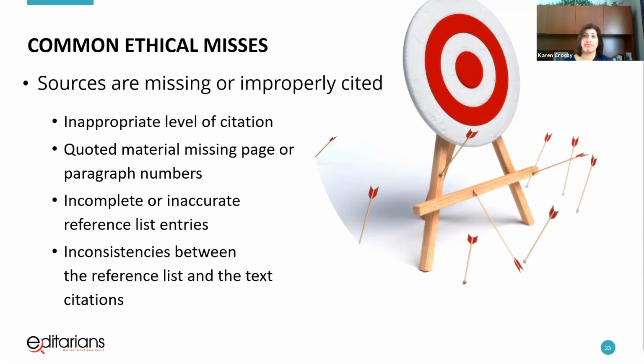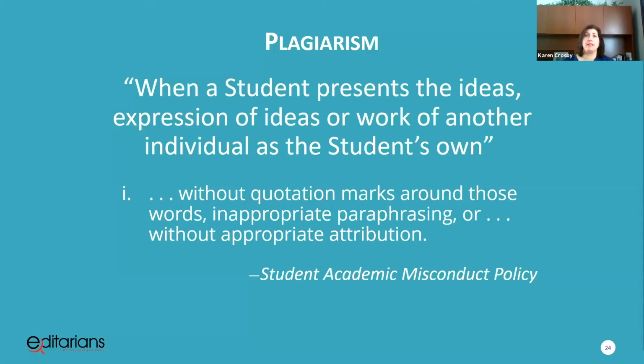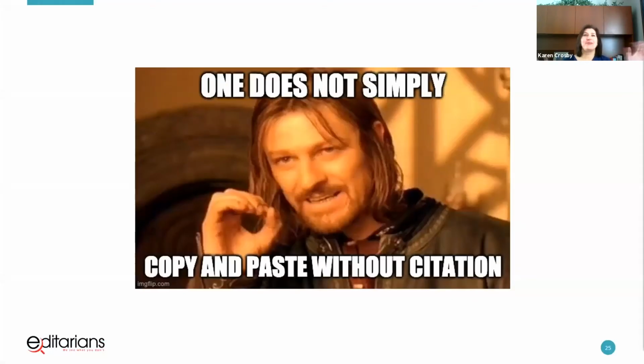And these types of misses that we find all the time and that a supervisor is not likely to find constitute plagiarism. This is the U of C's definition of plagiarism from the Student Academic Misconduct Policy. Plagiarism occurs when you present the work of others as your own without proper acknowledgement. What's important to understand is that even if you have inadvertently used a source without proper acknowledgement, you've inadvertently forgotten to put quotation marks around a quote, it counts technically as plagiarism. And we've known, from the time of Middle Earth, that one does not simply copy and paste, without citation.